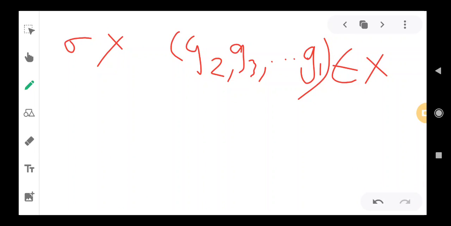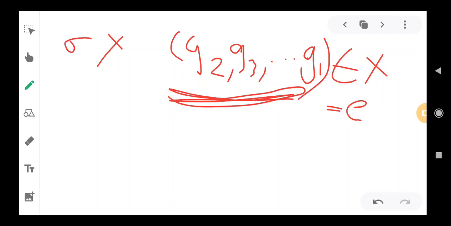Because when we consider its product, it will always equal e, because g1, g2, etc. gp is e. So here also the product of the elements is e. So it is clearly an element of X. So what we can say is, when we act sigma on X, we get an element in X. So we can say that X is a sigma set.